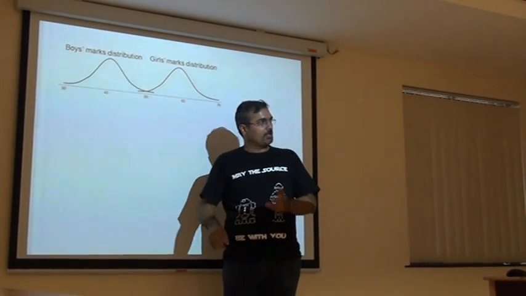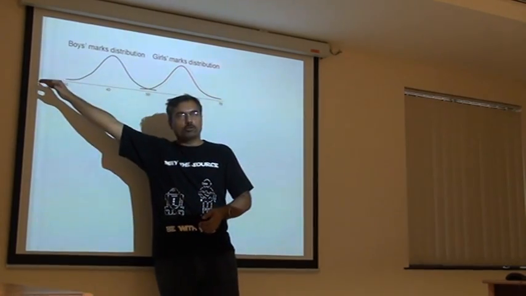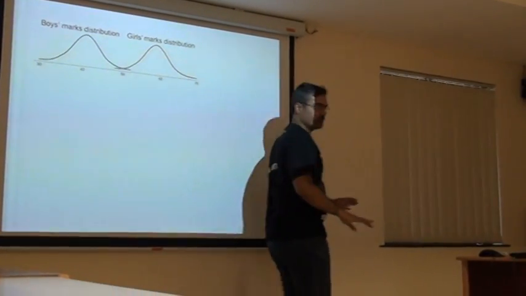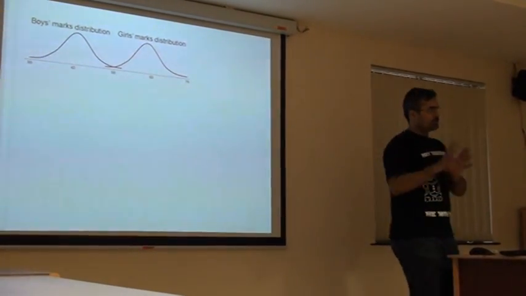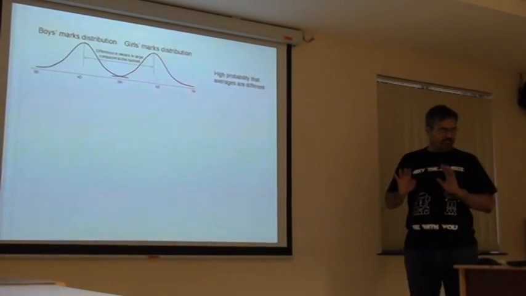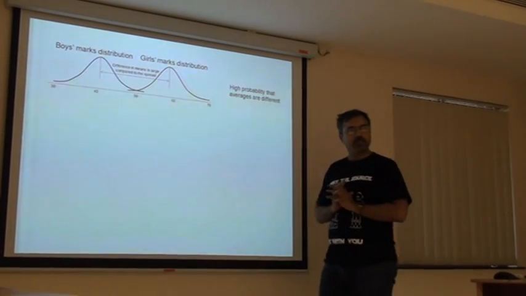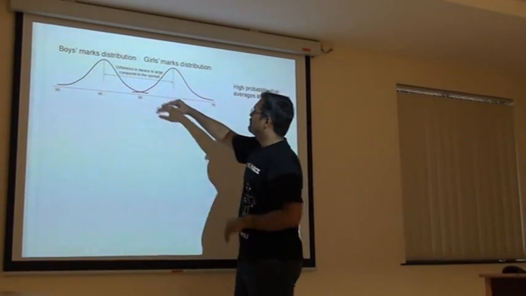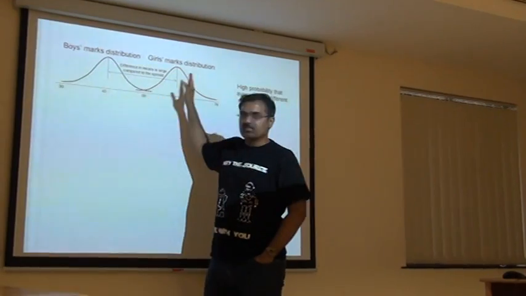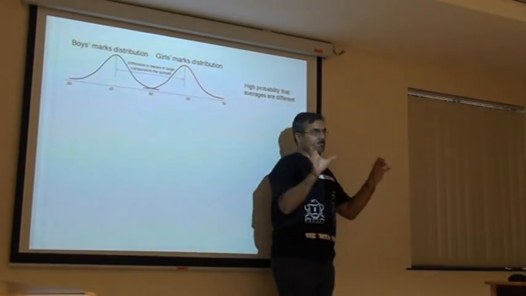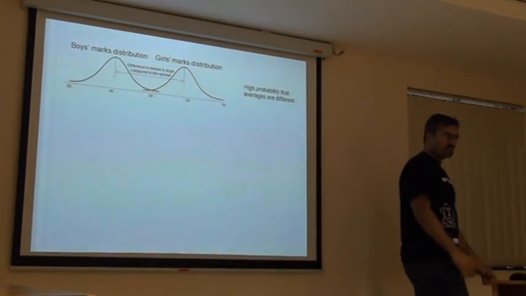In fact, the topper could be a boy. Similarly, it could be a girl that's scoring the lowest marks. That's always fine, but it's by and large in this range. And looking at this, you'd say that there's a fairly high probability that the averages are different. There's a good chance that girls are scoring higher than boys because the difference in the averages is much higher compared to the spreads. So that's a reasonable conclusion.